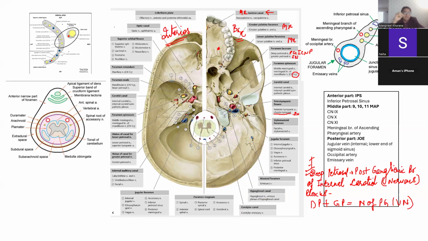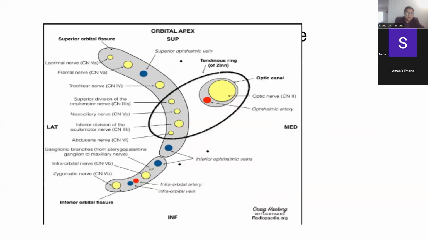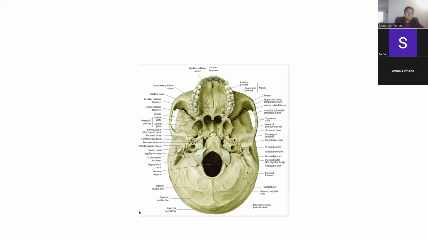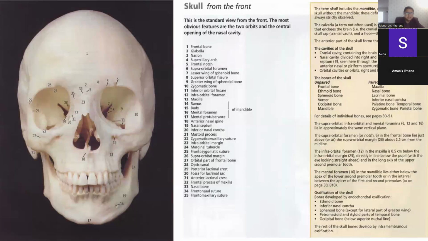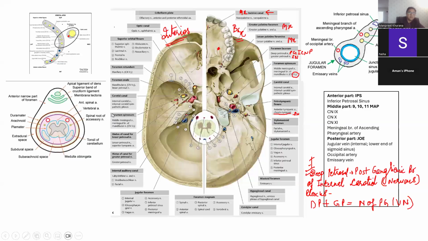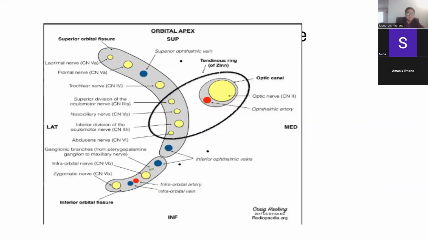Okay, now we are left with superior orbital fissure, right? Let's do that as well. Now to see where is the superior. So the superior orbital fissure is here. Okay. So this is the superior orbital fissure. Now let's see what all structures pass through the superior orbital fissure.